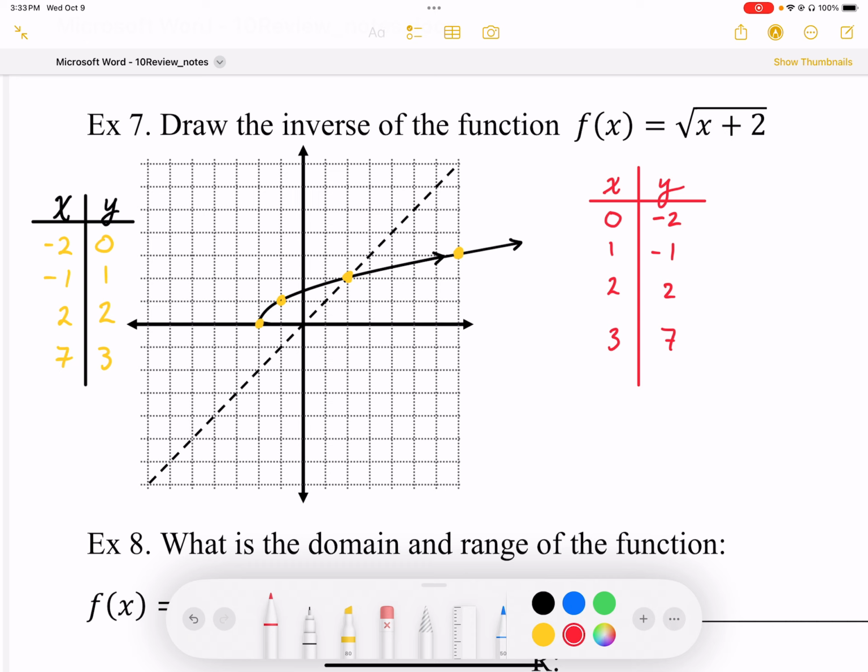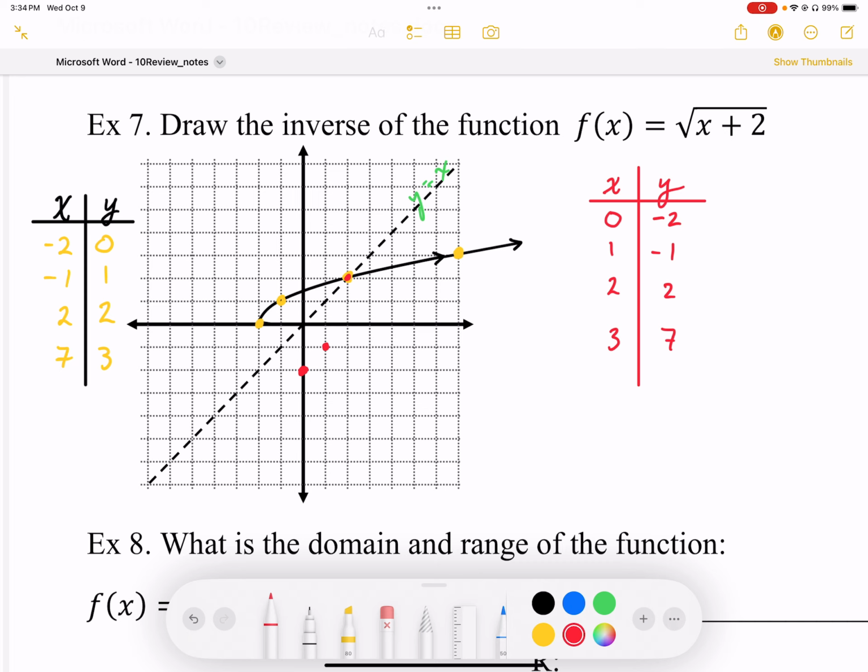And when we do draw these new points, so 0, negative 2, if we compare it to the original point at negative 2, 0, it is a mirror image of that coordinate across that diagonal line, y equals x. Okay, and I'm just going to write it in here, y equals x, because that represents a line of reflection. At 1, negative 1, that's a reflection of that point. At 2, 2, that happens to be an invariant point because that's going to be right on the mirror line.